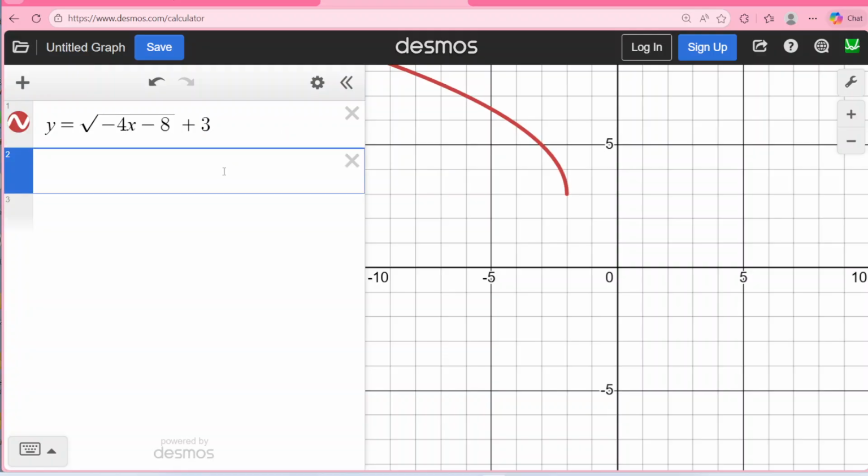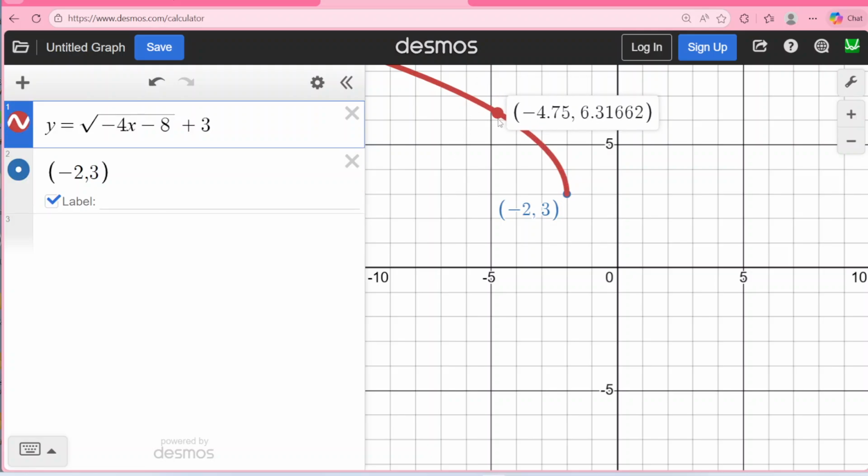And then here's the point. We said the left side limit was 3, so here's the point, negative 2 comma 3. I'll label that. And you can see that to the left side of negative 2, the graph is definitely approaching that location, with a y value of 3. So the left side limit is 3.